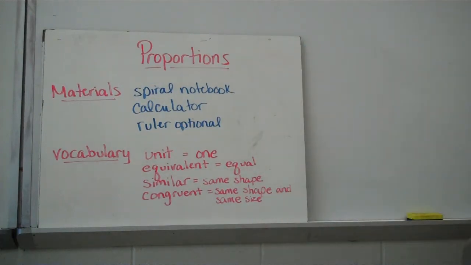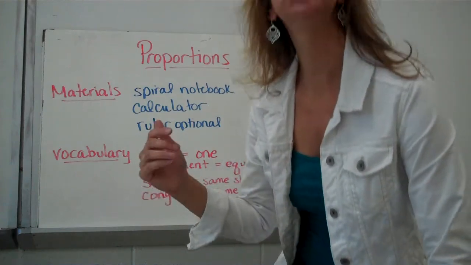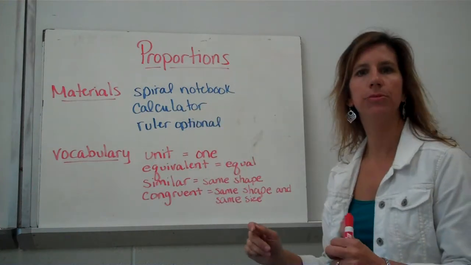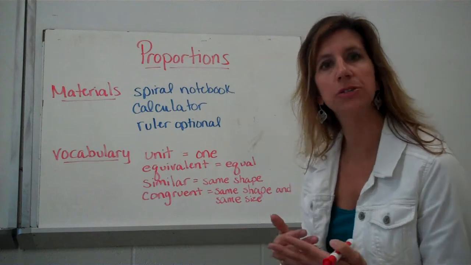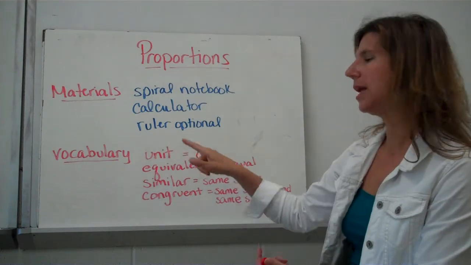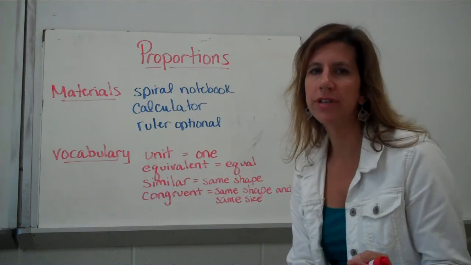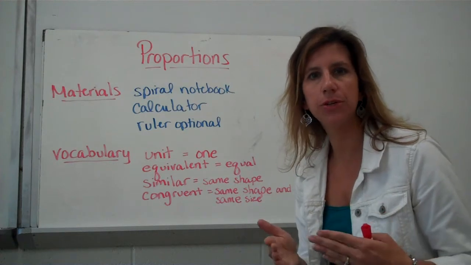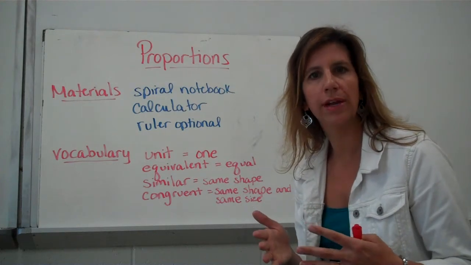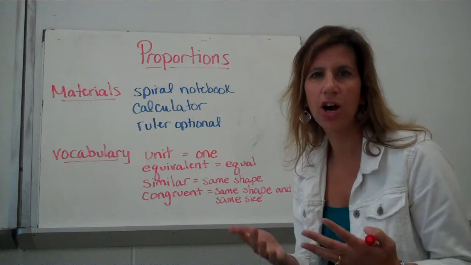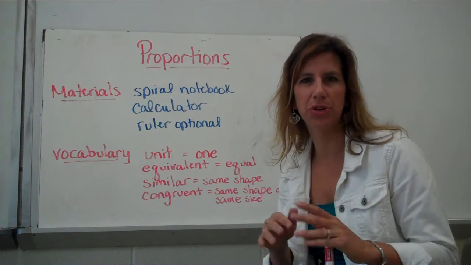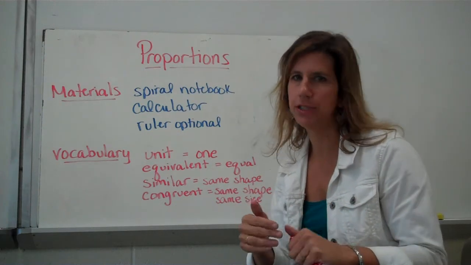Going to be all about proportions. The materials you're going to need are your spiral notebook, any old calculator would do, even if it's just out of a cereal box. We just need the basic buttons. And a ruler. Now, the ruler is optional only if you're very neat in your notebook and in your work and you really want to make sure your shapes are exactly right. You'll need a ruler. Otherwise, you can eyeball it like I do.